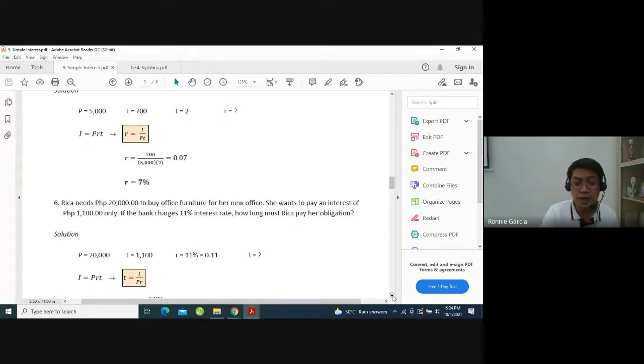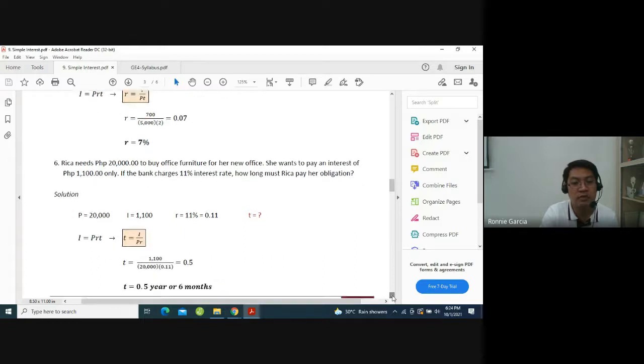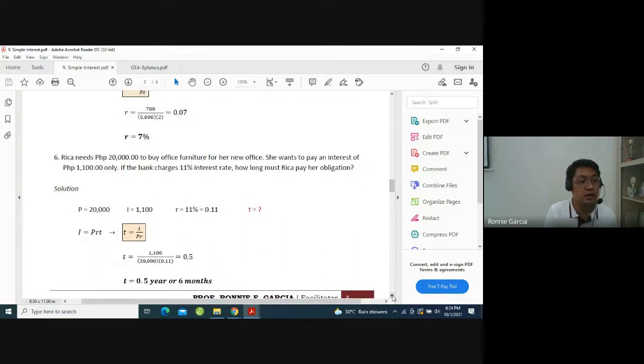Substituting the values, we have 1,100 for I, 20,000 for P, and 11% or 0.11 for our R. So isolve ninyo sa baba una, 20,000 times 0.11. So the result is 2,200. So 1,100 divided by 2,200 is 0.5. Di ba 0.5 is time man na siya? Unsay pasabot anang 0.5? 0.5 year. Di ba katunga sa isa ka year? So it means 6 months.